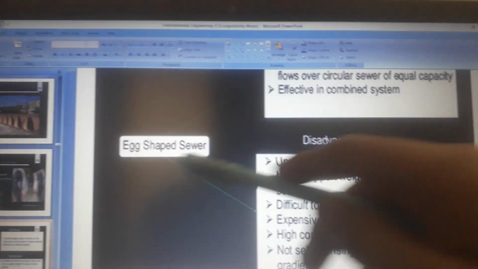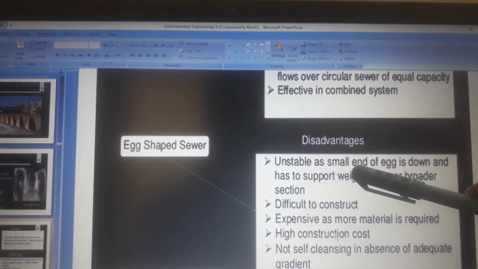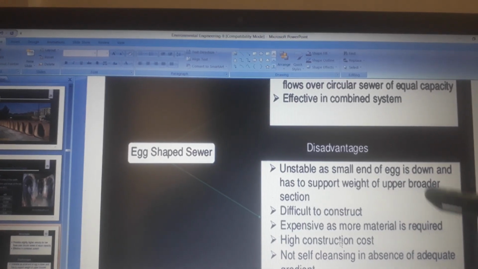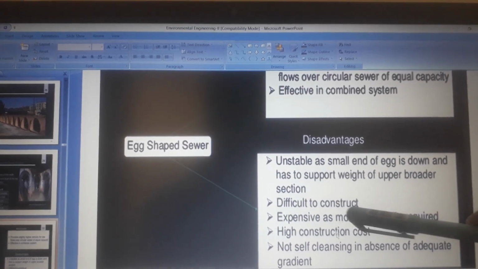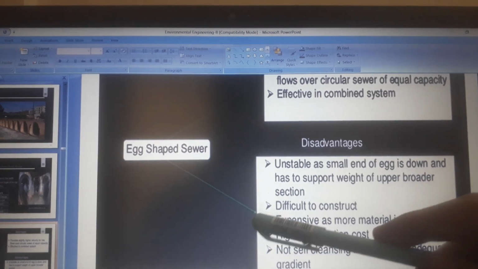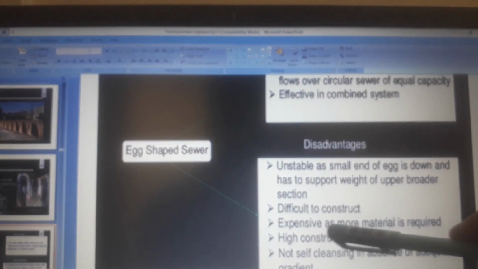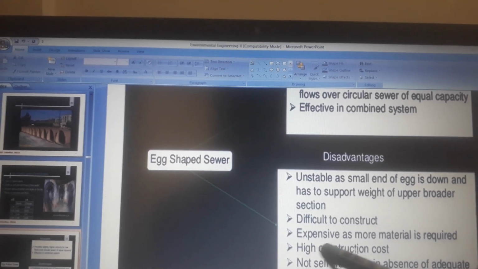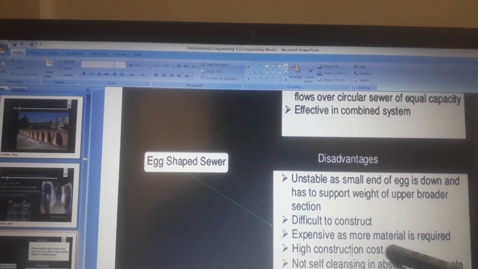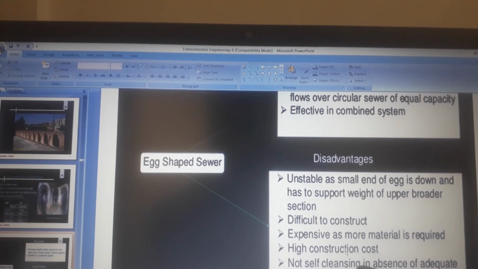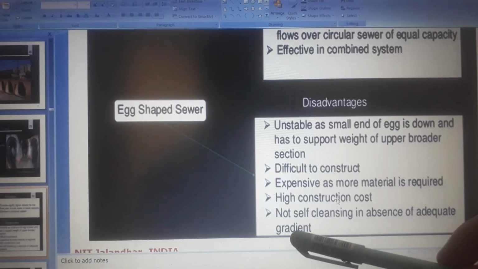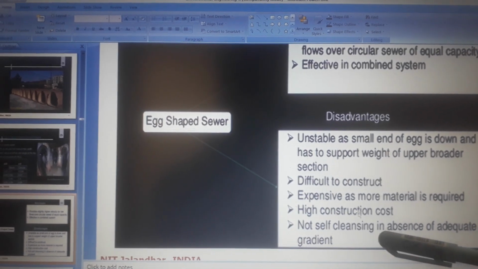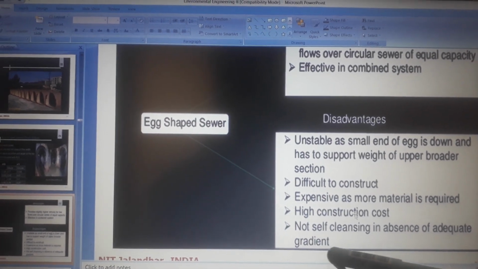Disadvantages of egg-shaped sewer: unstable, as the small end of the egg is down and has to support the weight of the upper broader section. Difficult to construct. High construction cost, expensive as more material is required. Not self-cleansing in the absence of an adequate gradient.